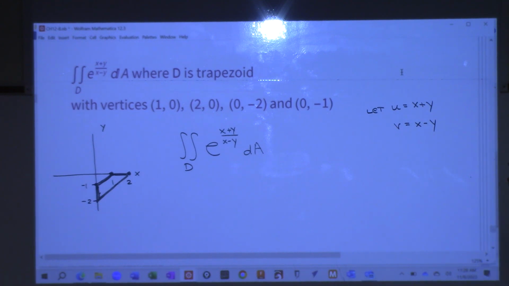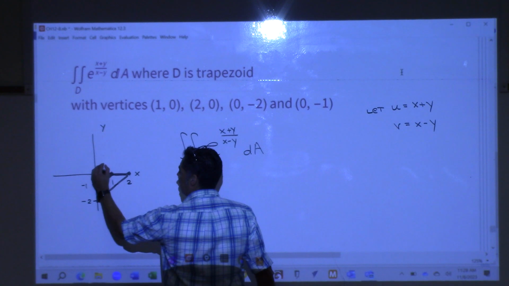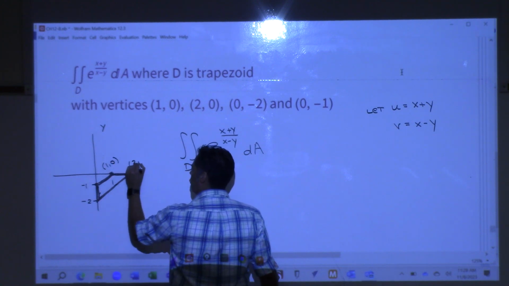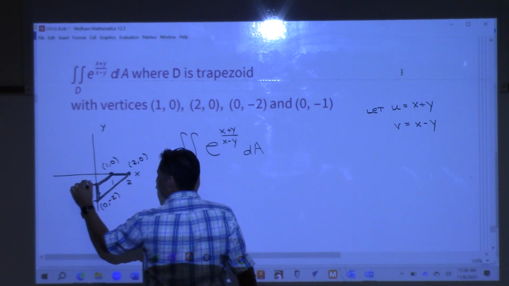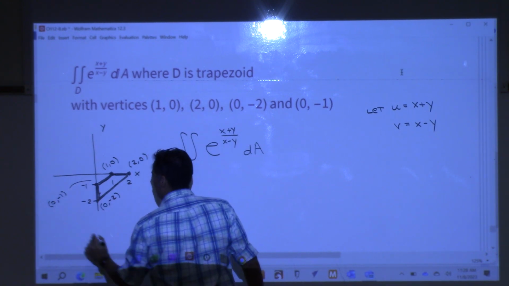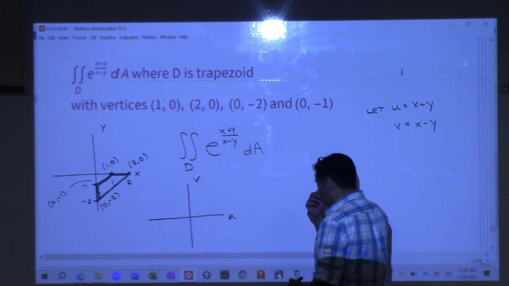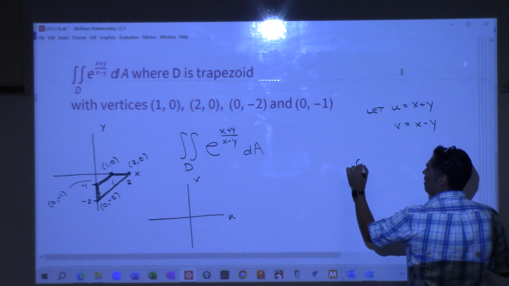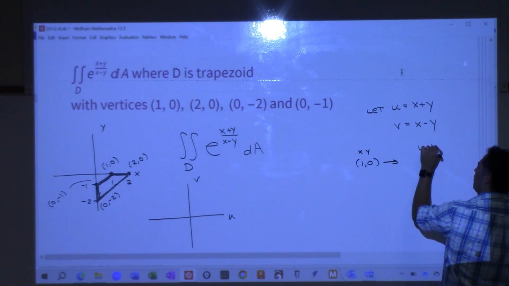Now, what's nice about the formula this way, like if you notice the previous example, it was solved for x and y, wasn't it? Here, it's solved for u and v, which makes the conversion really nice because these points, this was 1, 0, this was 2, 0, this was 0, negative 2, this was 0, negative 1. So in our new plane, in the UV plane, this transformation should go nice. I'll do it here. The point 1, 0 in the xy plane, what does that become in the UV plane?